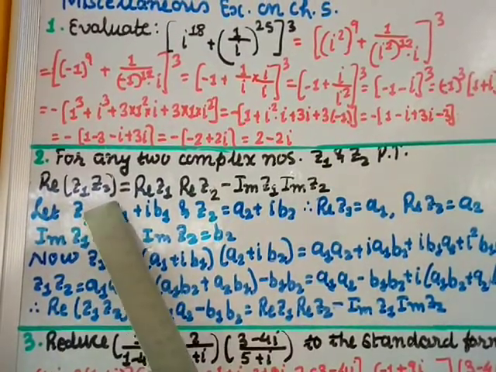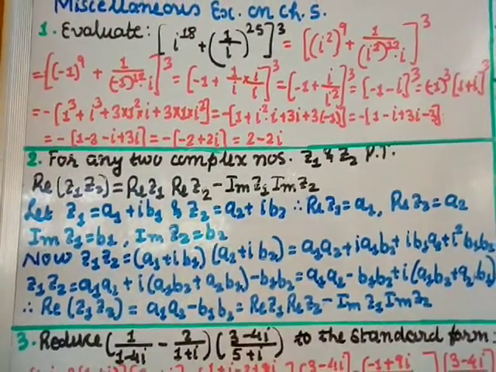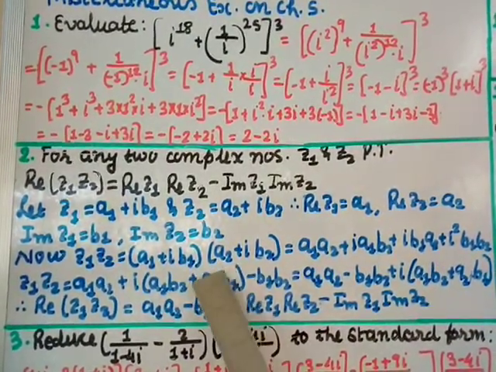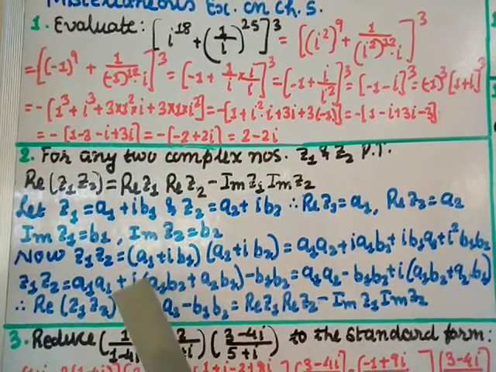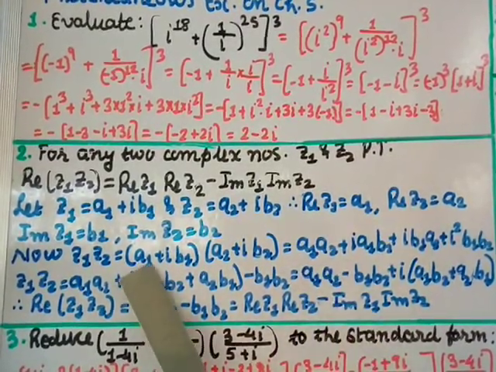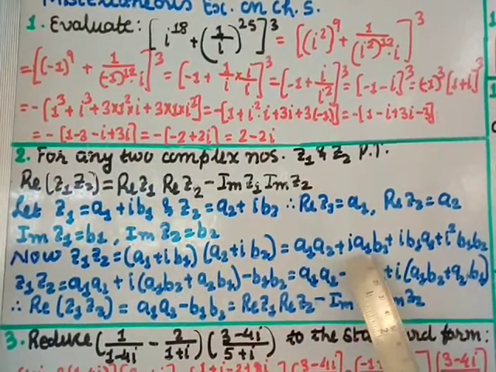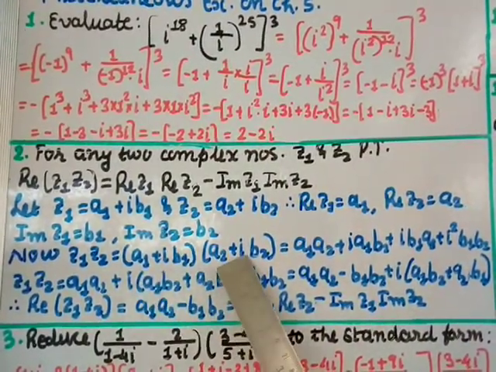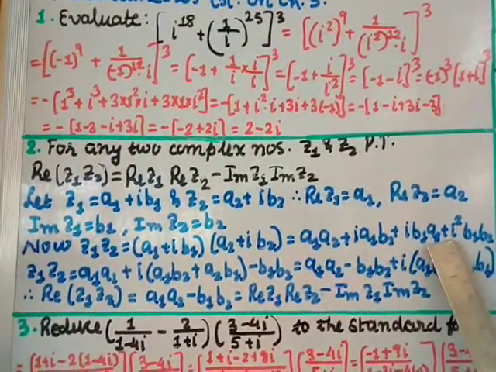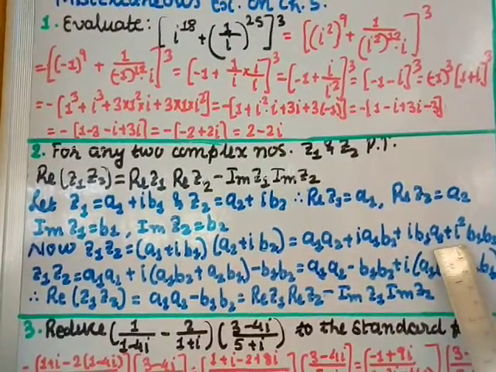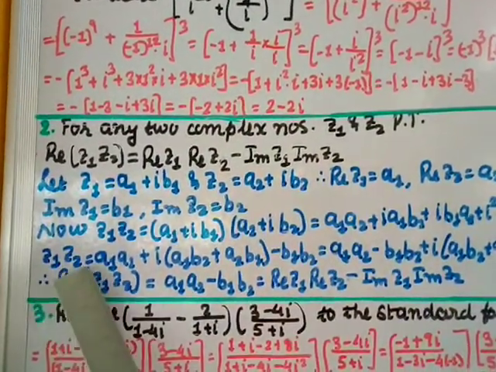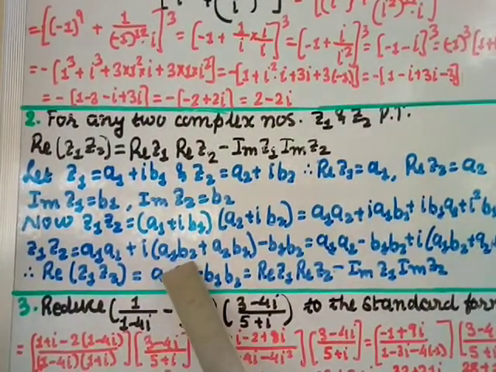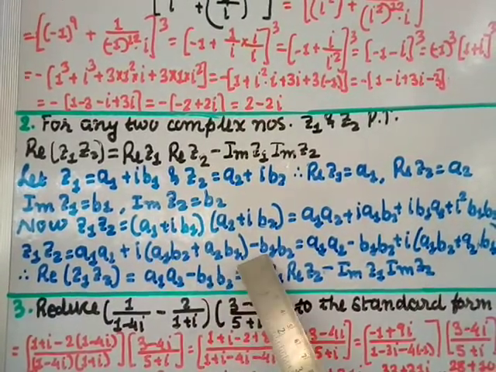Now we want z1 into z2, so take the product of these two complex numbers. So now z1 into z2 equal to, the first number a1 plus i b1, into the second number a2 plus i b2. Multiply: a1 into a2, a1 a2, plus a1 into i b2, that is i into a1 b2, plus i b1 into a2, plus i into i square b1 b2. Okay, i square value is minus 1, and from these two terms you can take i common. So you get here z1 into z2 equal to a1 a2 plus, taking i common from these two terms, i into (a1 b2 plus a2 b1), minus b1 b2.